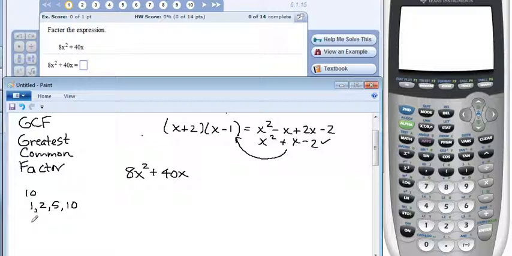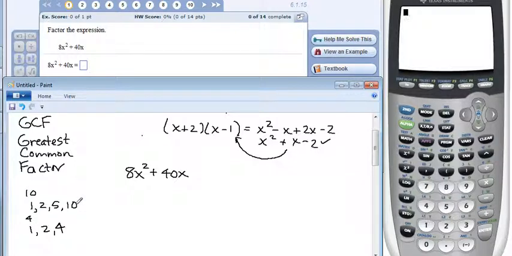Now, if I take another number, let's just say 4. Well, what are the factors of 4? Well, 1 goes in there, 2's go in there, and 4's go in there. Okay? So now, between these two numbers, a 10 and a 4, I'm looking for the biggest number that they both have in common. Well, that would be the 2. See how they both have a 2?